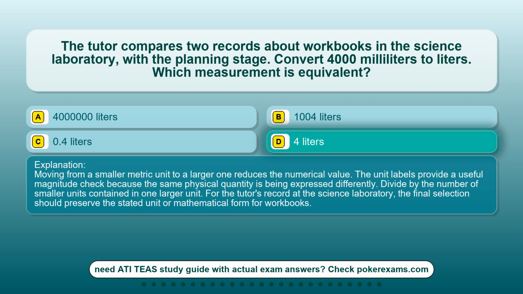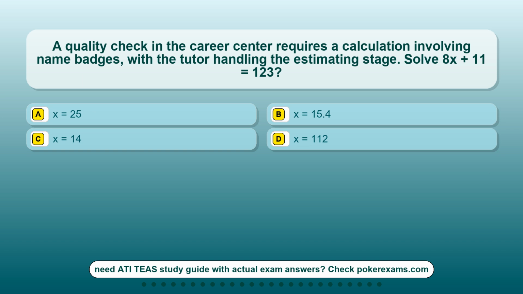Moving from a smaller metric unit to a larger one reduces the numerical value. The unit labels provide a useful magnitude check because the same physical quantity is being expressed differently. Divide by the number of smaller units contained in one larger unit. For the tutor's record at the science laboratory, the final selection should preserve the stated unit or mathematical form for workbooks.